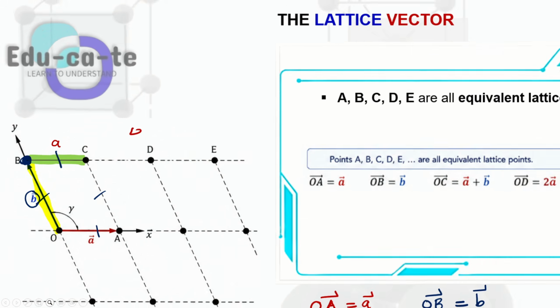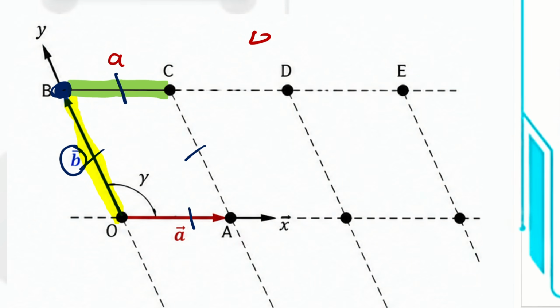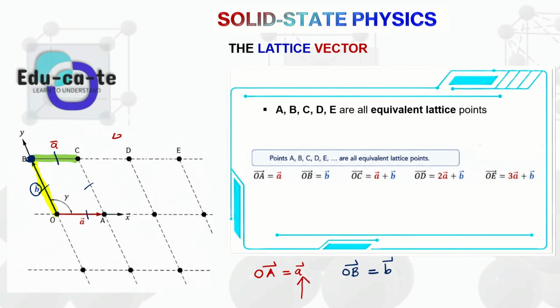So if I want to move from point O to point C, I move from point O to point B, moving this vector B here, and then from point B to point C, I'm moving this vector A. So to describe this movement, for me to move from point O to point C, the lattice vectors that I should move are 1 unit of A and then 1 unit of B. So this is A plus B, or you can say B plus A, because addition is commutative, it doesn't matter.